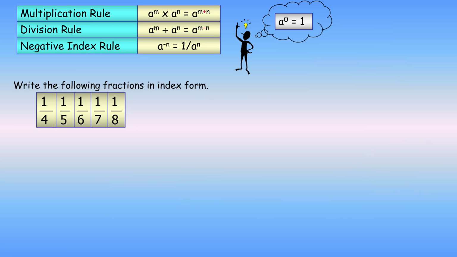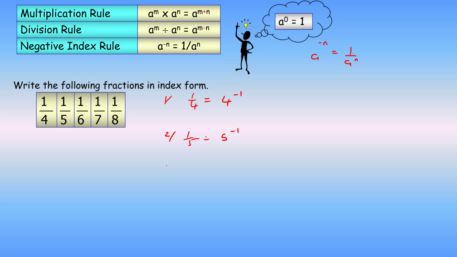Okay, so this time we're going the other way around. We want to write these fractions in index form. So let's do that. The first one is a quarter. Question 1, 1 over 4. In index form, we're using this negative index rule, which says a to the power of minus n is equal to 1 over a to the power of n. So 1 over 4 is equal to 4 to the power of minus 1. That's how we write it in index form, negative index. Number 2, 1 over 5 is equal to 5 to the power of minus 1.